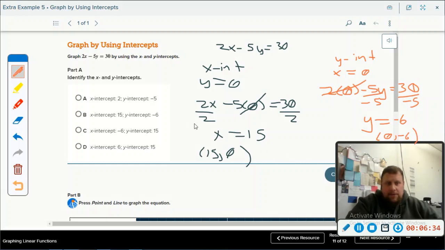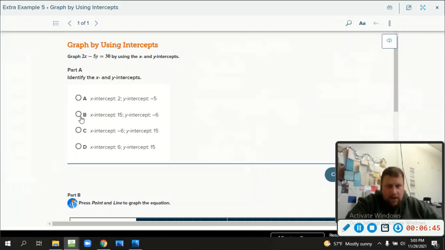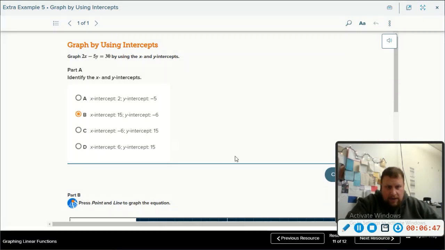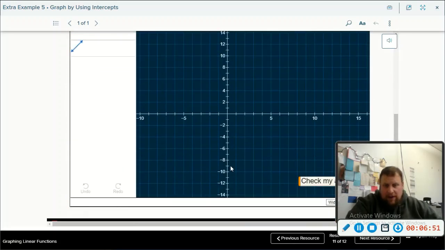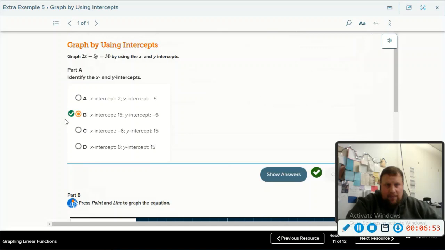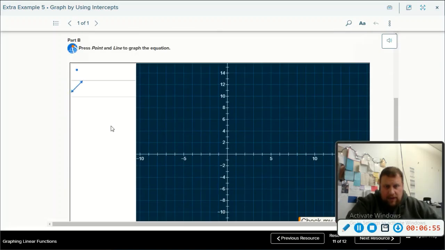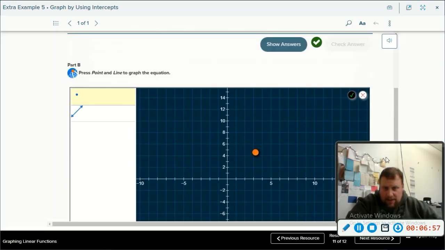Okay? So let's look over here. Which one is it? X-intercept is at 15, boom. Y-intercept is at negative 6. So I'm going to erase all this. Make sure you pause it if you need to write it down. But we know it's right here, 15, negative 6. Boom, check it. Yeah. And then let's graph it. Here's how I'm going to graph it. If my x-intercept's at 15, let's go to 15 on the x-axis.